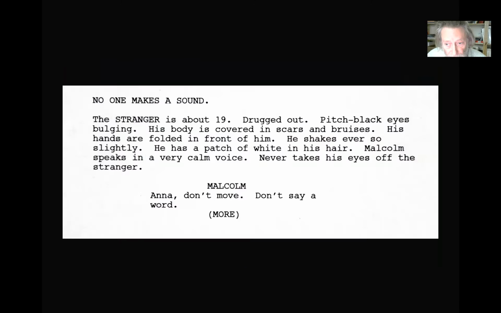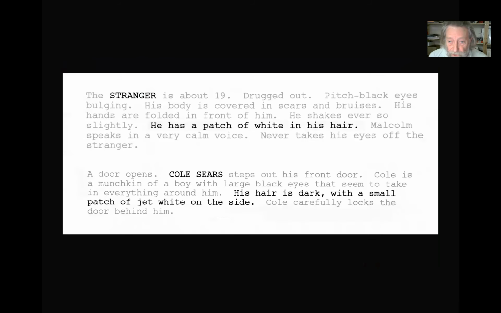Is this coincidence? Now, this is a cut and paste from the actual script. And I took the liberty of highlighting the introduction of both Cole Sear and the stranger. The stranger has a patch of white in his hair. Cole Sear, his hair is dark with a small patch of jet white on the side. So what does that mean?